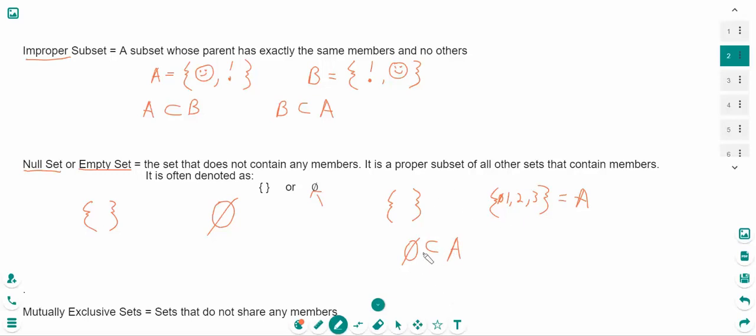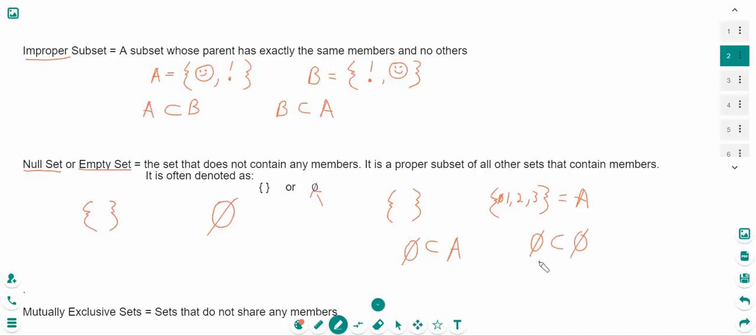So actually, the null set would be a subset of absolutely any set out there. All right? Even if it's the null set. You could even say the null set is a subset, of course, of the null set. So any set that you want to make, the null set will be a subset of it.